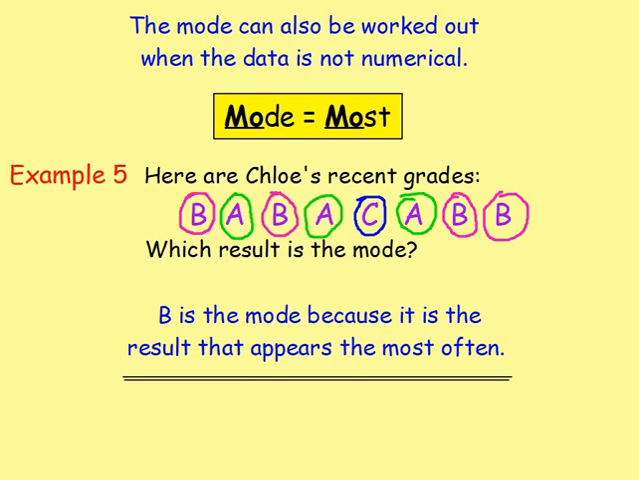You will notice with this that the data is not numerical. When you are working out the mode, it doesn't have to be numbers. You could do an example where you're asking people their favourite flavour of crisps. If salt and vinegar is the one that most people say, if that is the result that appears the most, well, that would be the mode. So it doesn't always have to be numbers when you are working that out.